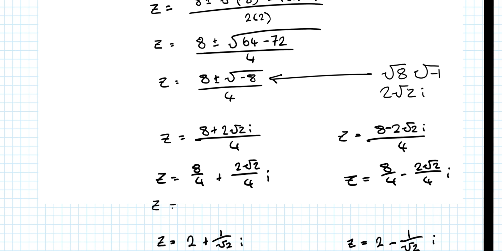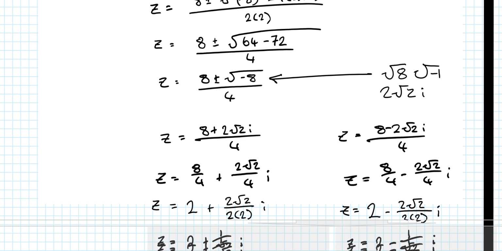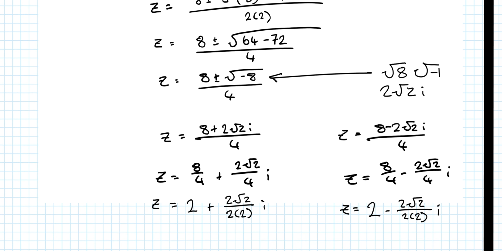So we can have z is equal to (2 plus 2 root 2) over 2 by 2i, and z is equal to (2 minus 2 root 2) over 2 by 2i. And what happens then? Well, the 2 and the 2 will cancel. So we get z is equal to 2 plus root 2 over 2i.